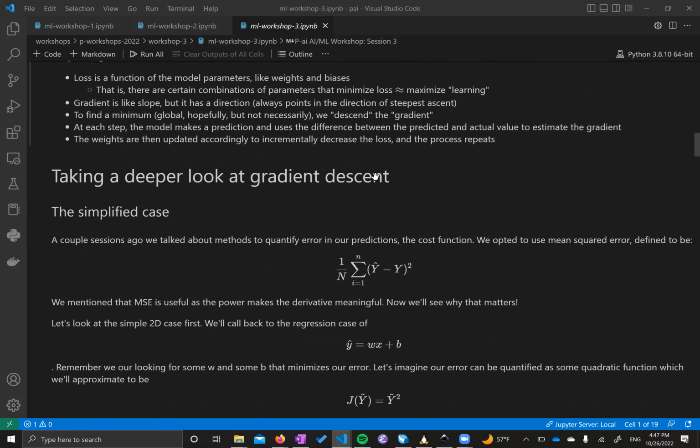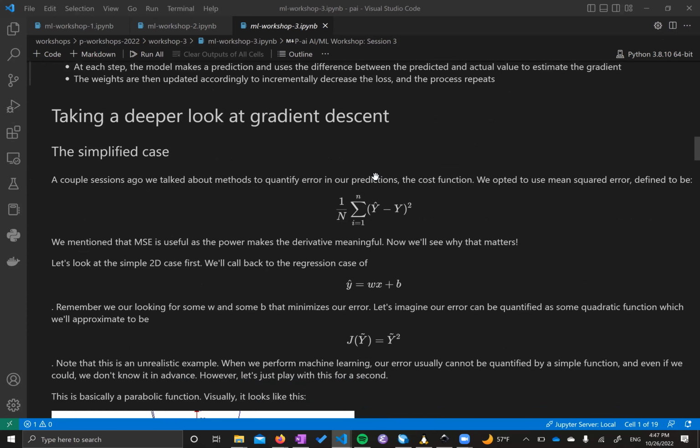Before we get into the more 3D gradient descent case, we're going to look at some simplified 2D cases. But before we even do that, anybody have any questions so far?